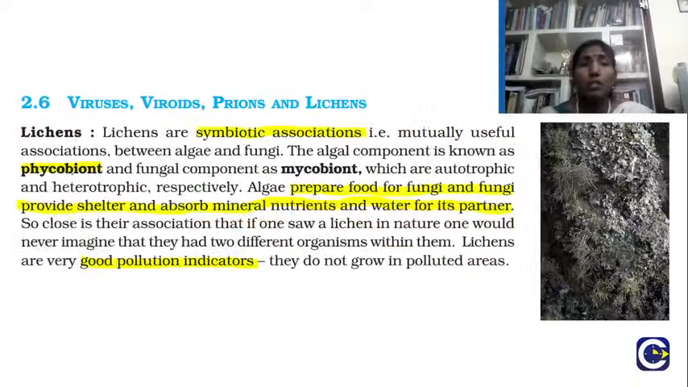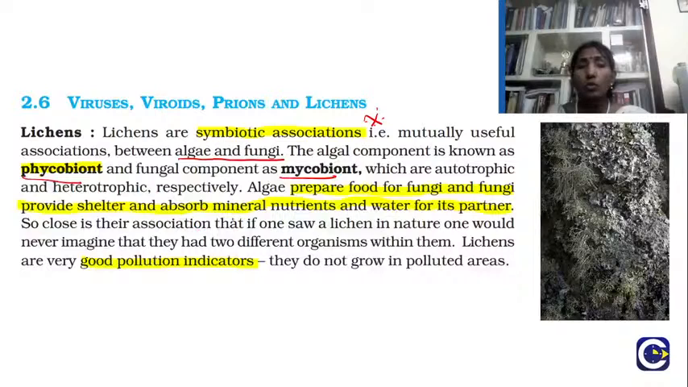Okay, lichens, we all know, have a symbiotic association. It is an association between algae and fungi. The algal component is called phycobiont, and the fungal component is called mycobiont. They will definitely ask this in the exam. The phycobiont is autotrophic, and the mycobiont is heterotrophic. The algae prepares the food for the fungi, and the fungi gives shelter to the algae. The fungi also takes minerals and water for the algae.